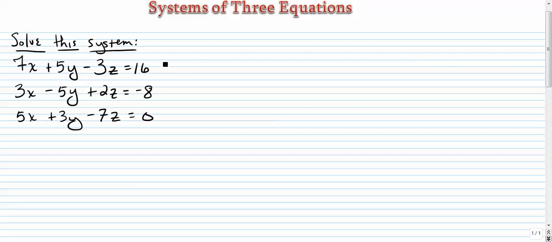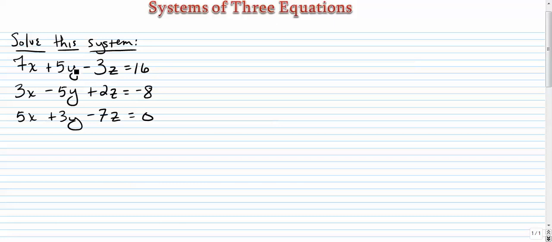Let's take a look at how to solve a system of three equations. When the directions ask you to solve the system, we have three equations and three unknown variables, x, y, and z. We need to find values of x, y, and z that will satisfy not only this equation but these other two as well. And that triple needs to satisfy all three equations at the same time.